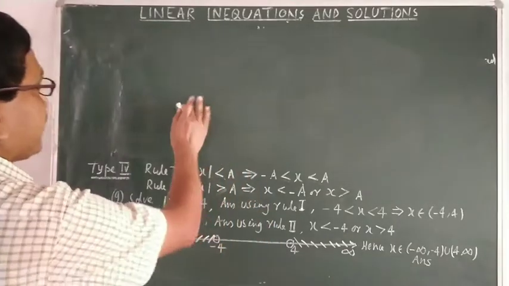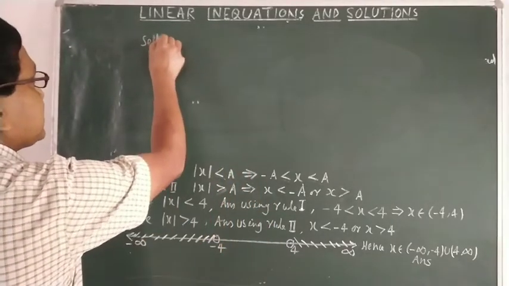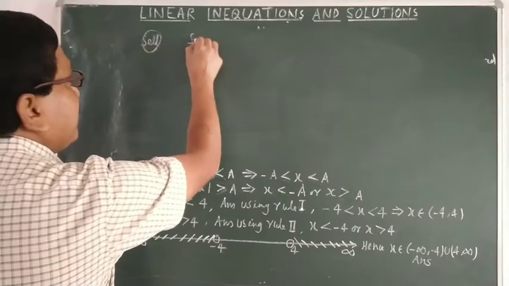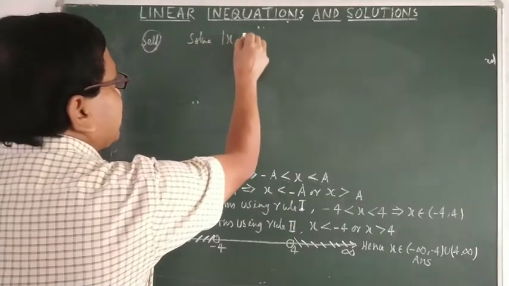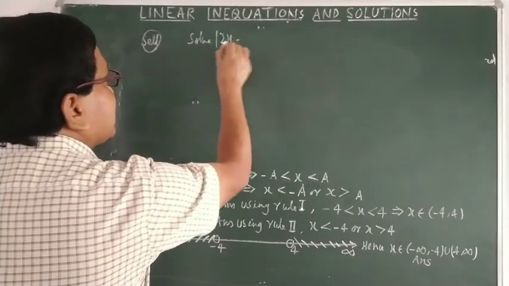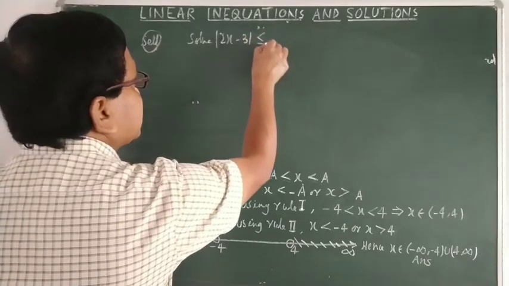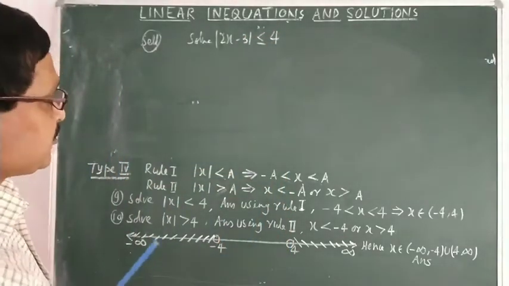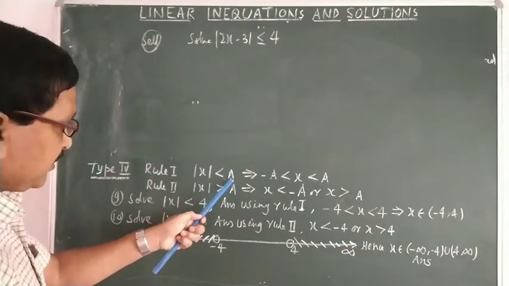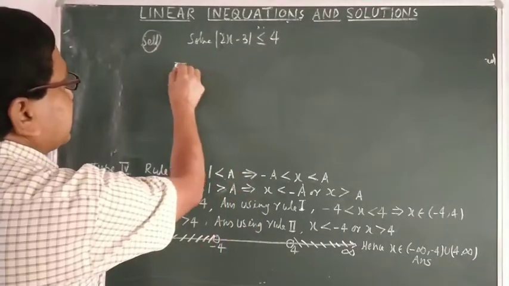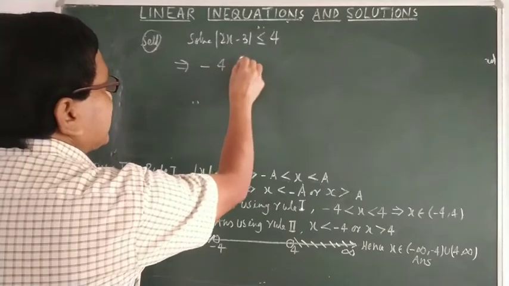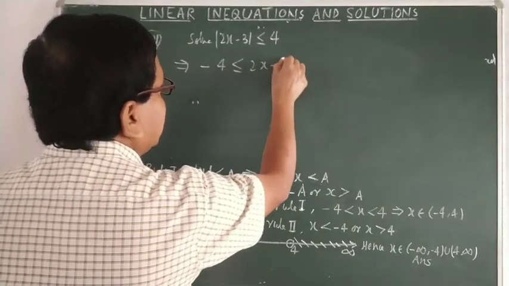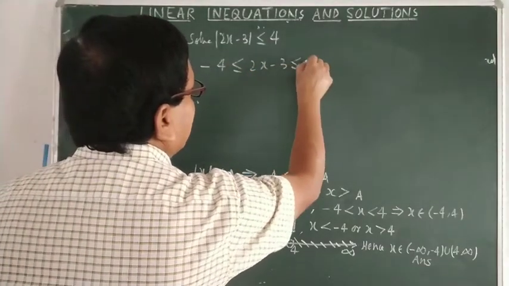Now taking a self-made question: solve |2x − 3| ≤ 4. Suppose it has to be solved. So how will it be solved? Use the first rule. According to the first rule, this implies −4 ≤ 2x − 3 ≤ 4.